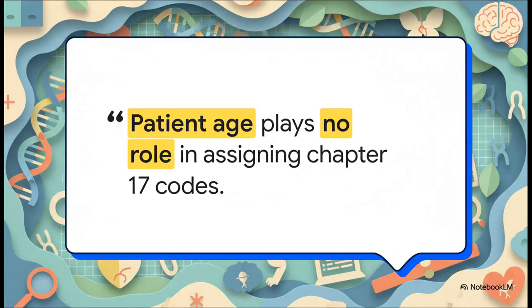All right, now here's one of the most surprising rules of the whole system. A congenital condition is considered congenital for your entire life. It does not matter if it's diagnosed when you're 2 days old or 82 years old. If it started at birth, it gets a Chapter 17 code. Let's see how this actually plays out.